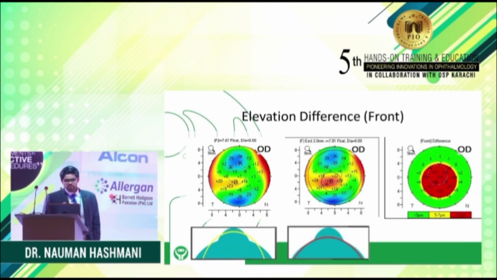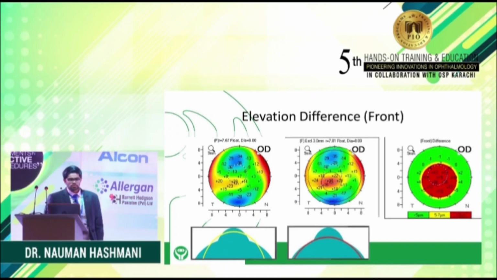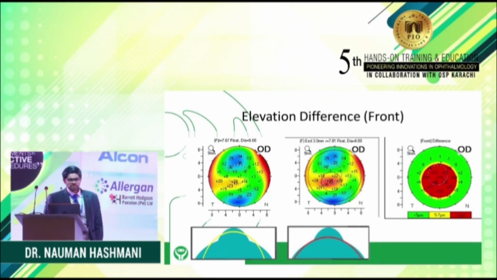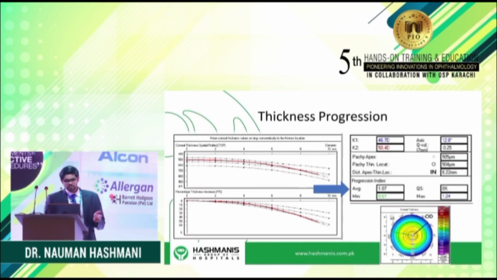So the first part of the display shows you the front elevation. This is the front elevation in the normal best fit sphere. Under that is the front elevation with an enhanced best fit sphere, and this shows you the difference between the elevations. Now this is the back elevation with a normal BFS, with enhanced BFS, and the difference between the two. This was very clever from Dr. Belin, and this is the corneal spatial thickness profile, which we will go over later.